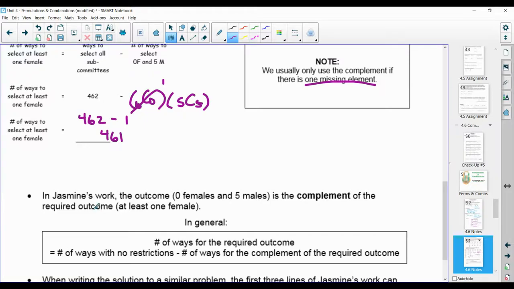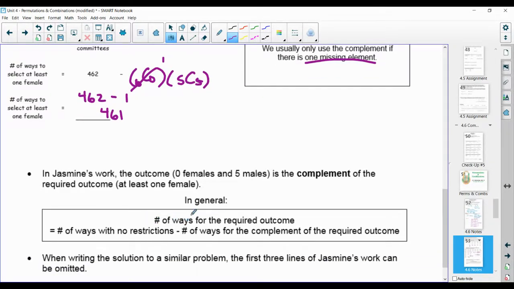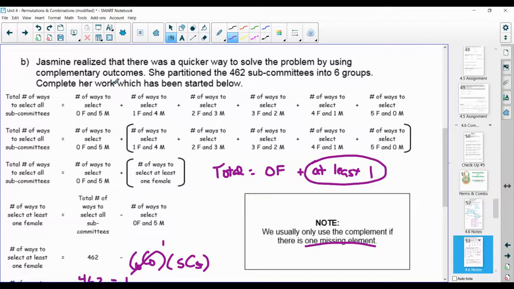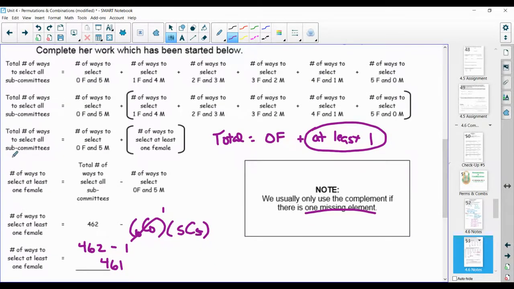So in Jasmine's work, the outcome of 0 females and 5 males is the complement of the required outcome, at least 1 female. So in general, the number of ways for a required outcome, if we have only the 1 missing element, we can take the total ways, so no restrictions, and subtract the ways that we can have nothing. And so when we're writing the solution, if we were doing this question in any other way, we wouldn't have to write these first 3 steps. We would go straight to this part here, total number of ways to select the subcommittee minus the 0. So you don't need to write all of that other work out.